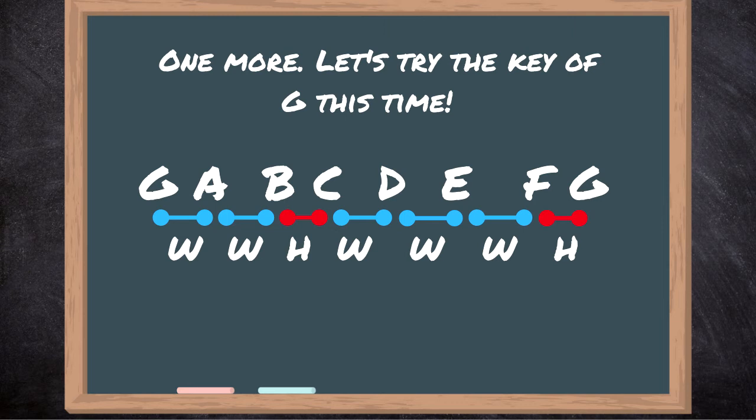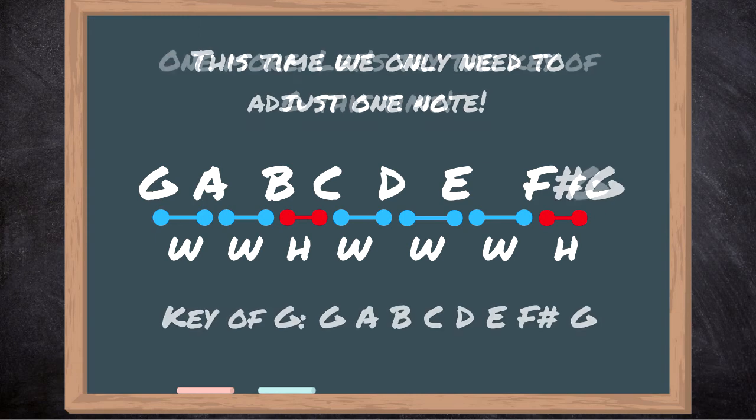G to A, that's a whole step, we're good. A to B is a whole step, good. B to C is a half step, we're good there. C to D is a whole step, good. D to E is a whole step, good. E to F, that's a half step, but we need a whole step. So that means you have to turn F into F sharp. And then, of course, F sharp to G is our half step.